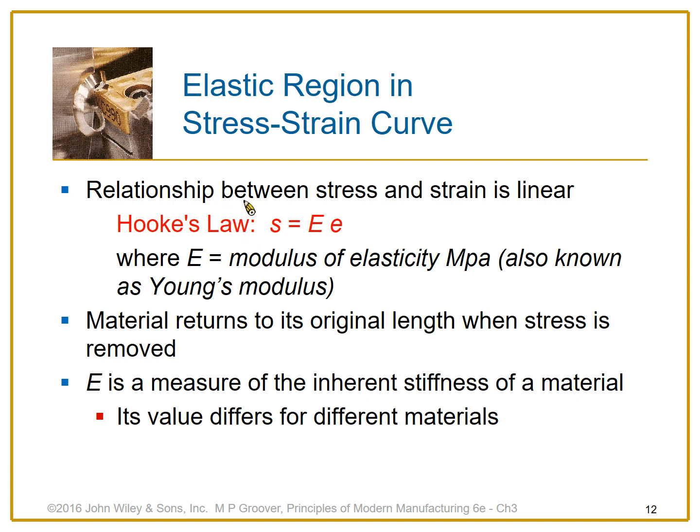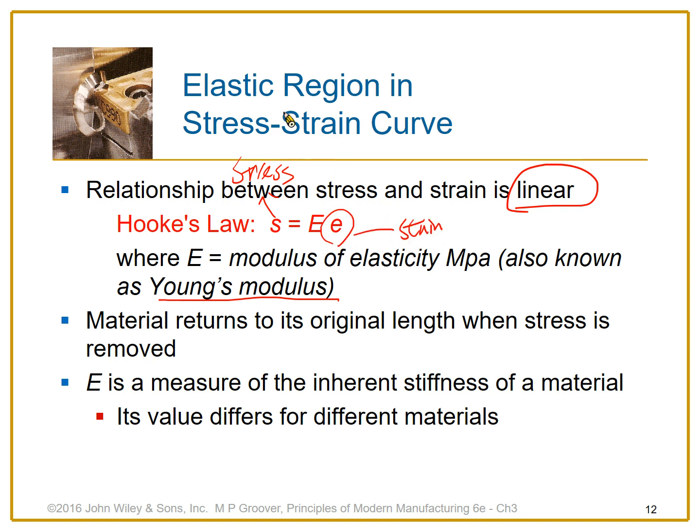Okay, the relationship between the stress and strain is linear, and it follows a certain rule. The law is called S equal to E epsilon. E is called the modulus of elasticity. This is also known as Young's modulus, very famous. Basically, it's a modulus of elasticity. So here is the stress, and this one is the strain.